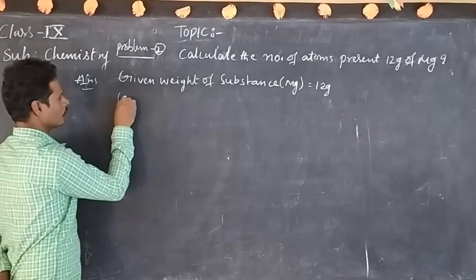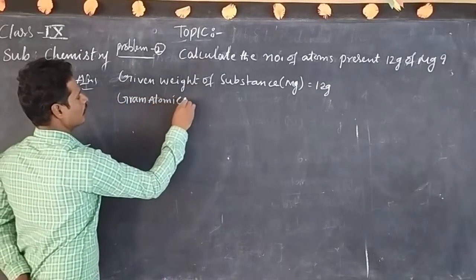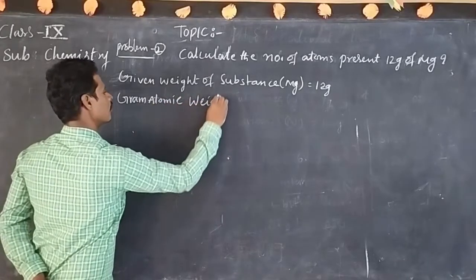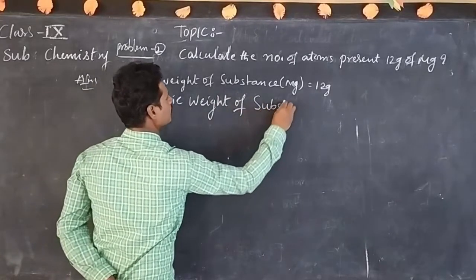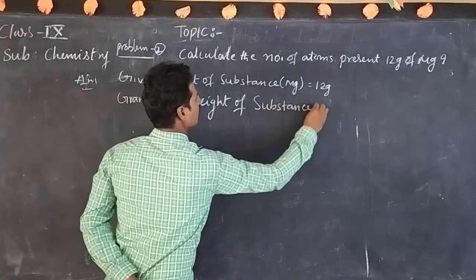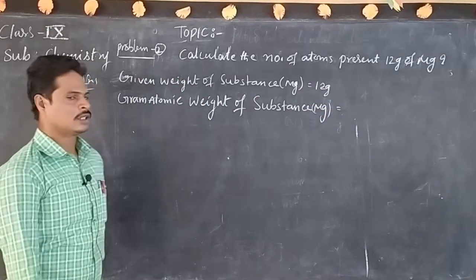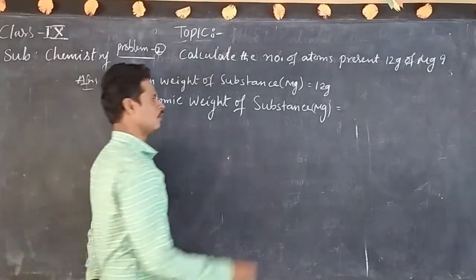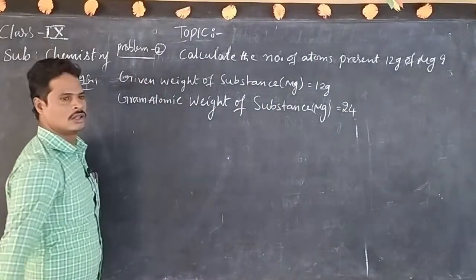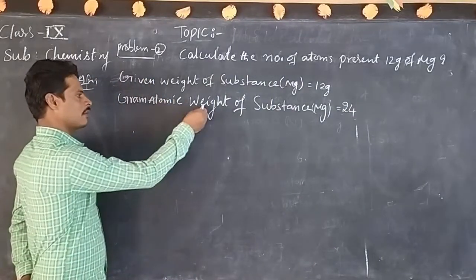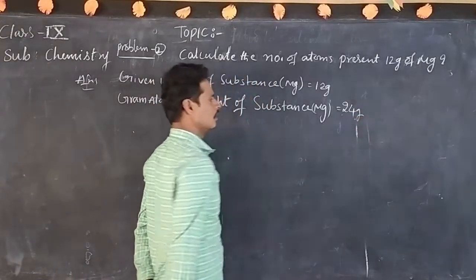Next, gram atomic weight of substance magnesium equal to, we know that what is the atomic weight of magnesium? 24. If you need gram atomic weight, how can you write? Atomic weight expressed in grams is called gram atomic weight. That's why 24 grams.